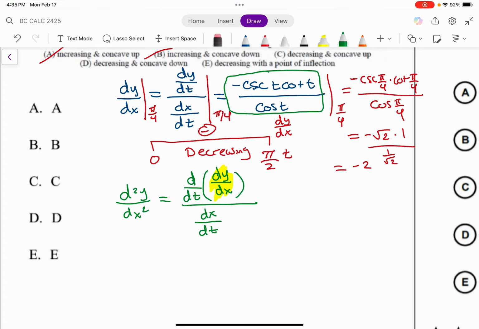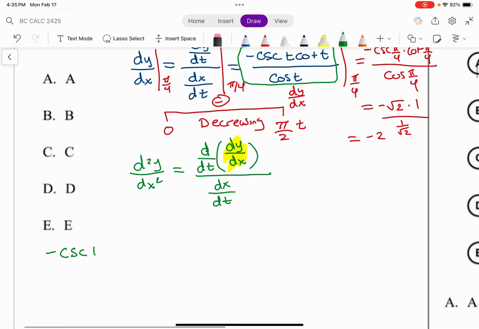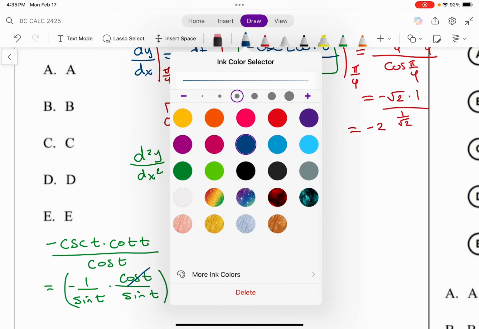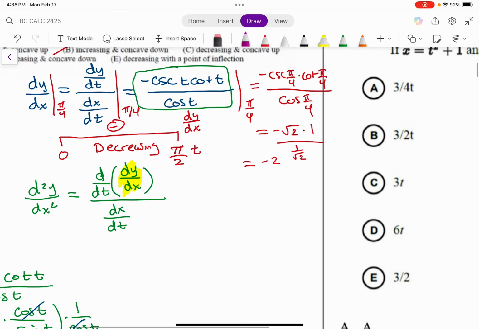So let's see if I can do that, maybe just off to the side. I've got negative cosecant of t times cotangent of t divided by cosine of t. I actually could have done this too when I was evaluating, by the way. So this is negative 1 over sine of t. Cotangent is cosine t over sine of t. And I'm multiplying that all by 1 over cosine, or dividing by cosine, but that's the same. So that divides out. So a little bit better, because I can now write that's equal to negative 1 over sine squared, which we could also call negative cosecant squared.